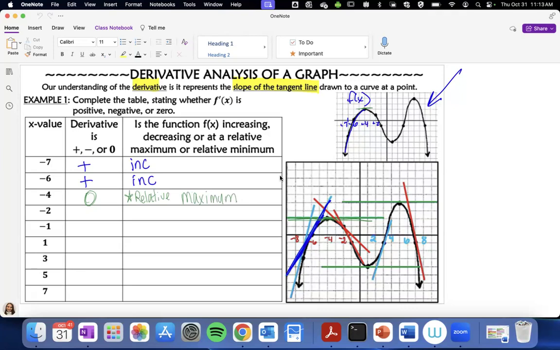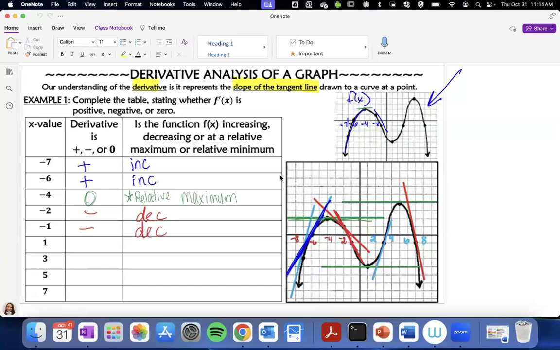All right. At x equals -2, is this a positive or negative slope at -2? It's negative, right? It's sloping down. All right. Is f of x, the original function, increasing or decreasing? It's decreasing, right? So it's decreasing. How about at -1? -1 is still decreasing, right? Still decreasing. And its derivative is negative.